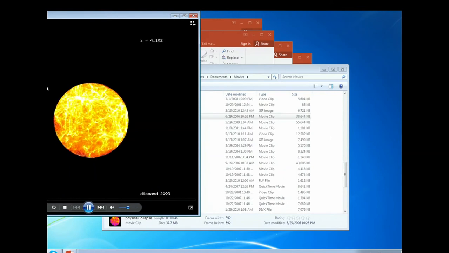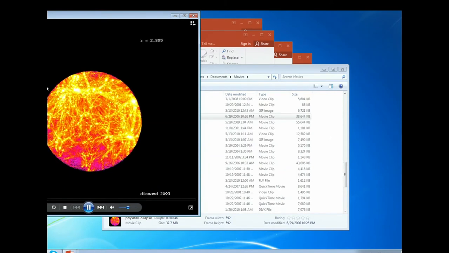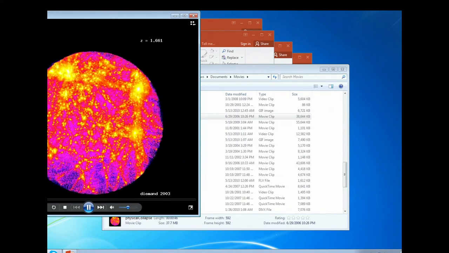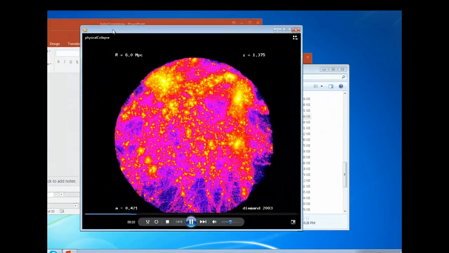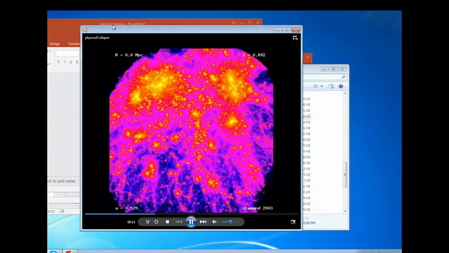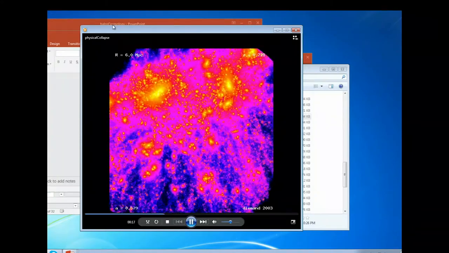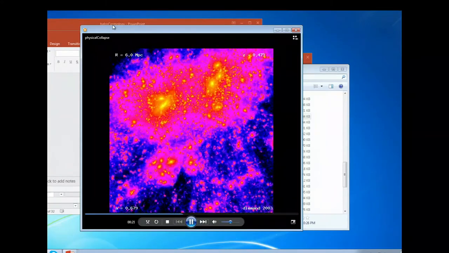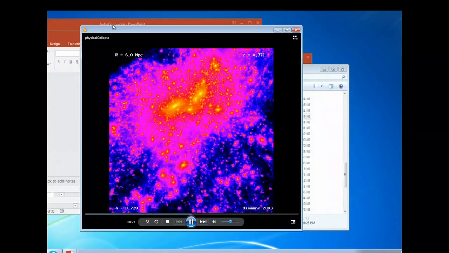Okay, so there it is, it's expanding. This started at redshift 20. Oh, let me slide it over. Okay, so it's expanding, but now you can see that the stuff that was initially heading out has turned around and is falling back in. Okay, and eventually it will all come together in the center.